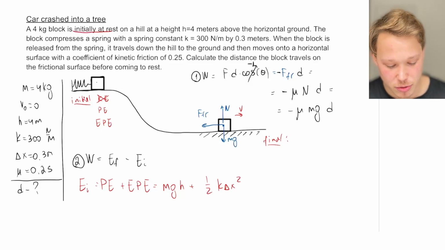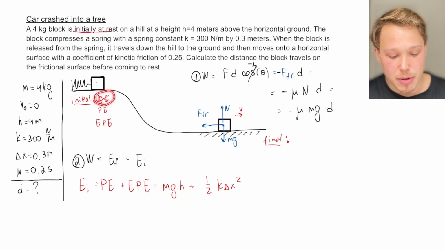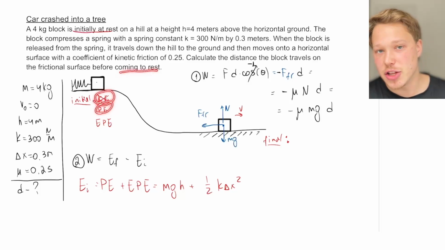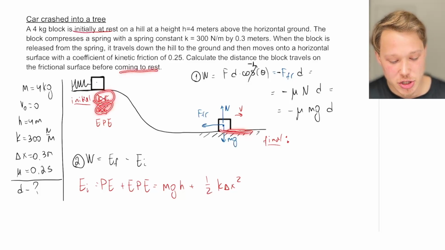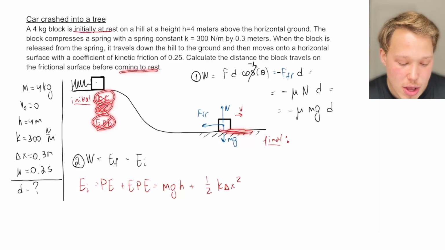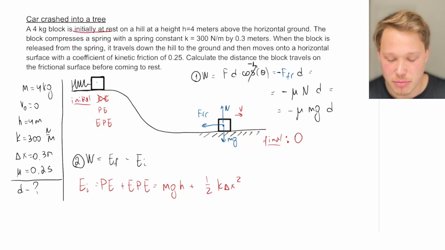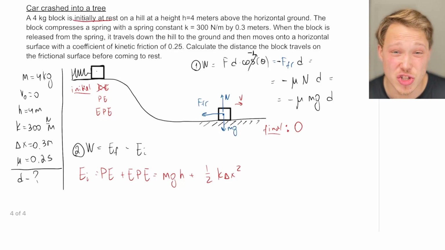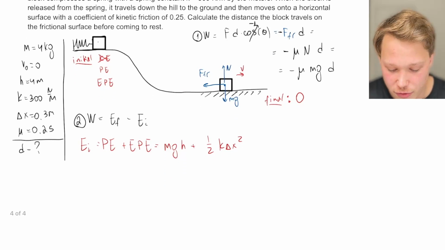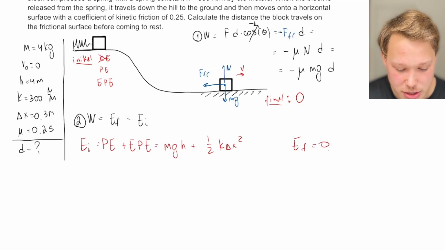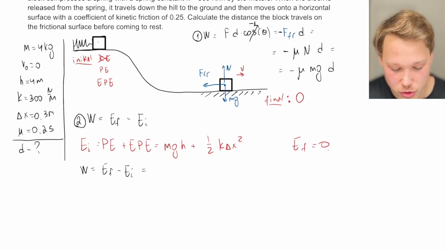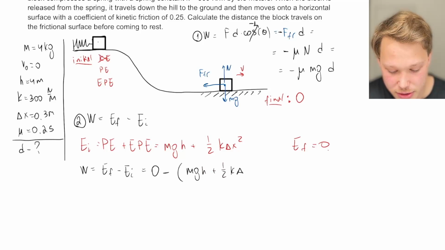What about the final moment, right? So the final moment is, does it have velocity? No, because the block is coming to rest. Does it have height? No, because the block is on the ground, so no potential energy. Is there a spring that is being compressed? No, therefore at the final moment, the block has energy of 0. There are no types of energies essentially. So the final energy is 0. In other words, the work, which is final energy minus initial energy, is just going to be final 0 minus initial, that is mgh plus 1/2 k delta x squared.